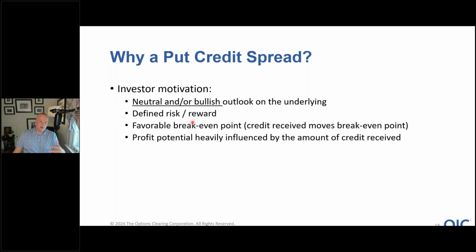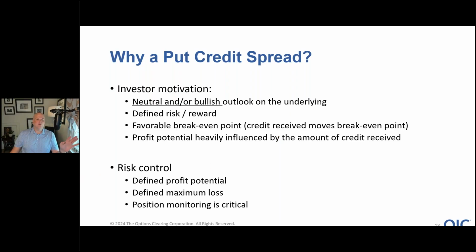Again, these spreads have defined risk and reward. Same characteristics here. Favorable break-even points. The credit that you pull in moves your break-even point, and the profit is very heavily influenced by the amount of credit you receive. Same thing here. Risk control. Defined profit potential. That's what the actual spread itself creates. Defined maximum loss. Also, that's a part of the long and short optionality together in one position. And again, just like I showed you as far as the call spread is concerned, the position monitoring is critical, especially around expiration. And for the exact same reasons, but in the opposite direction.